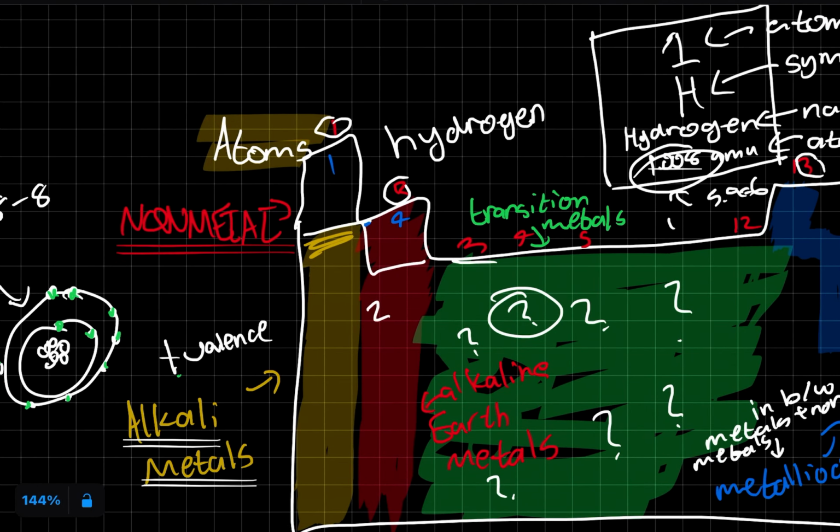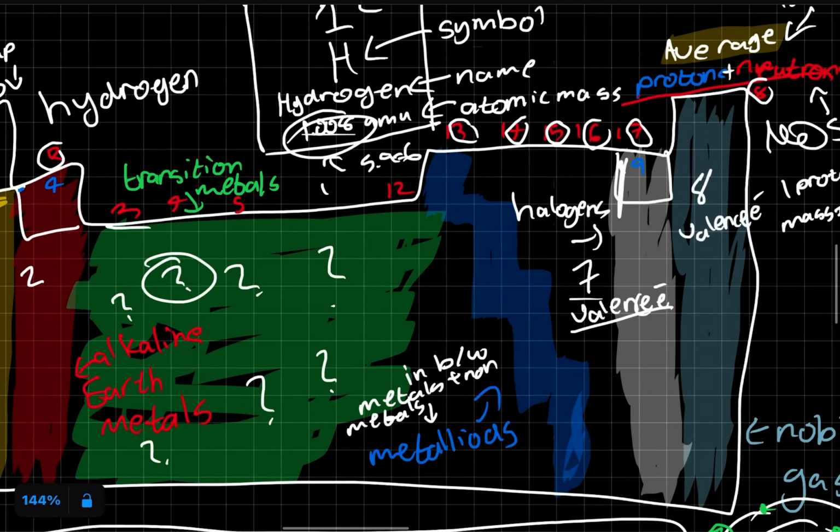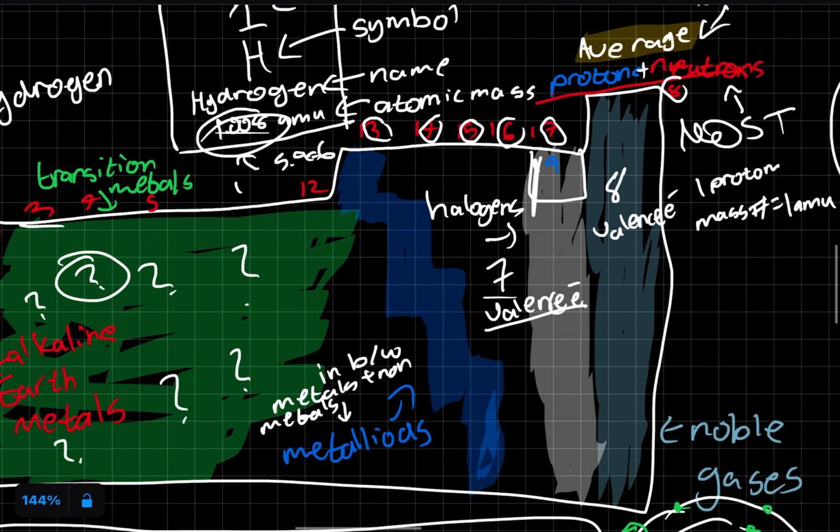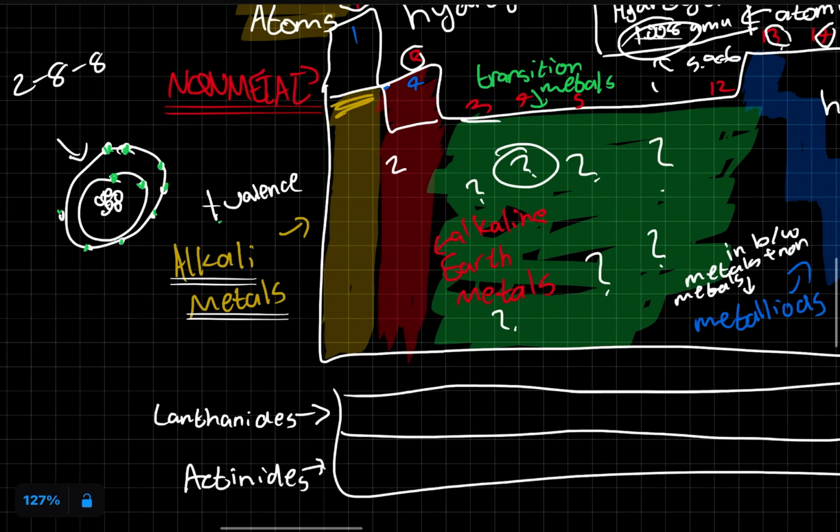So, for example, anything in here, this is, by the way, called a group. Groups go down. So anything in the first group has 1 valence electron. Anything in the second group has 2. Again, ignore the transition metals, those are complicated. Anything in the 13th group has 3 valence electrons. Anything in the 14th group has 4. Anything in the 15th group has 5. Anything in the 16th group has 6. 17th group has 7. 18th group has 8.